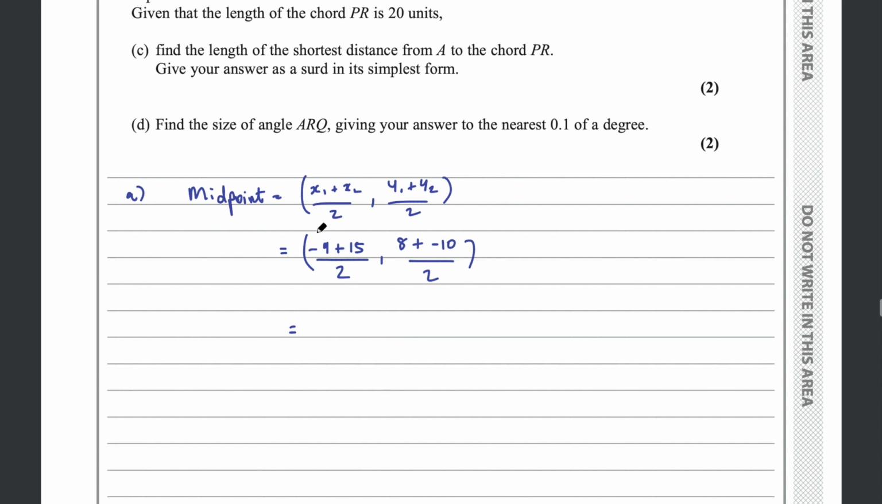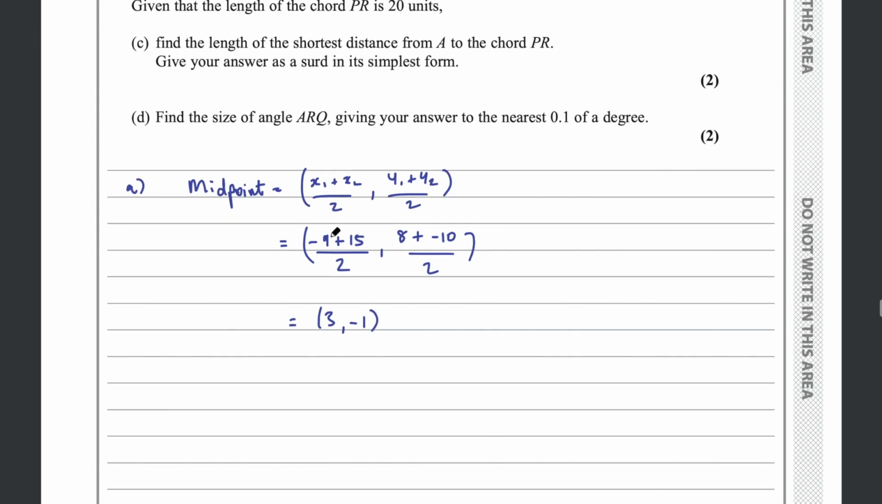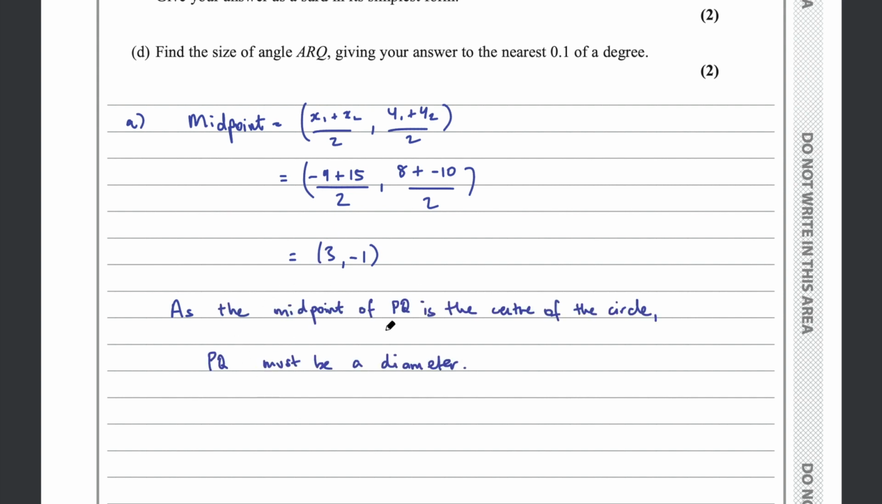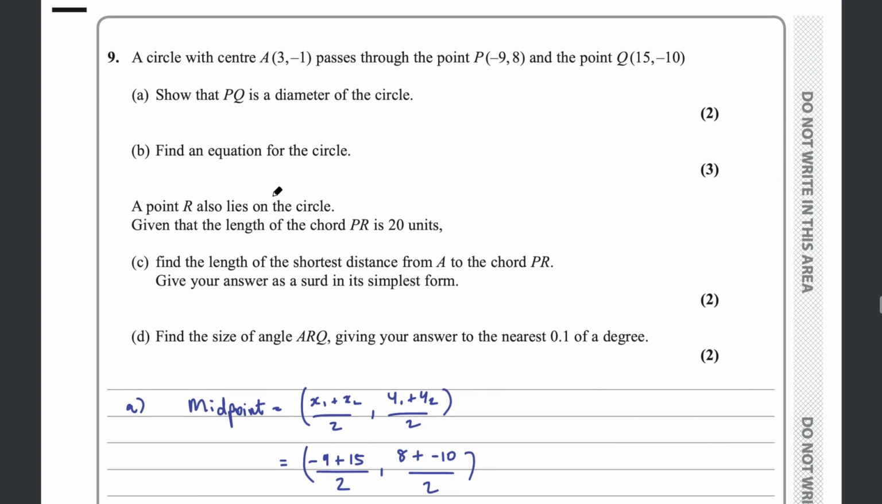and then we just need to simplify this. So -9 plus 15, that's 6 on 2, which is 3. 8 take 10 is -2 over 2, that's -1. This equals the center of the circle, 3, -1. So we can say something like, as the midpoint of PQ is the center of the circle, PQ must be the diameter. Okay, so there we go, that's part A for 2 marks.